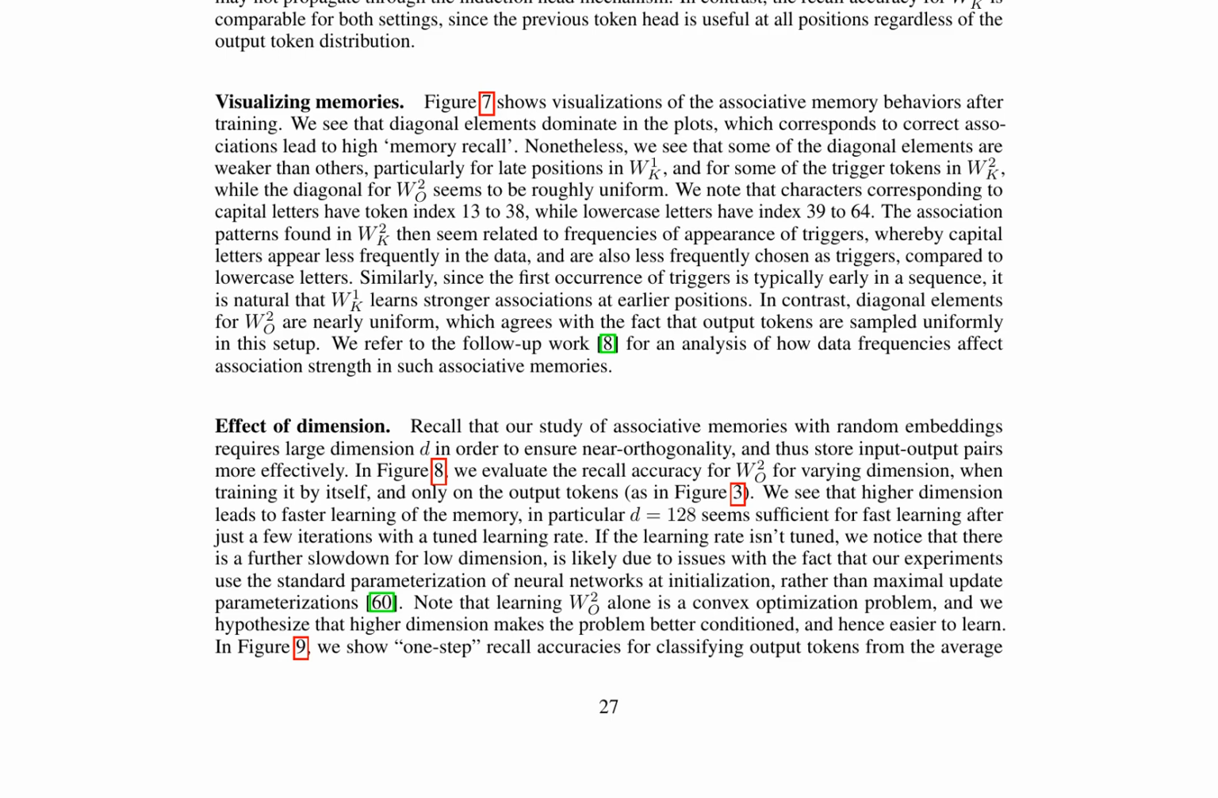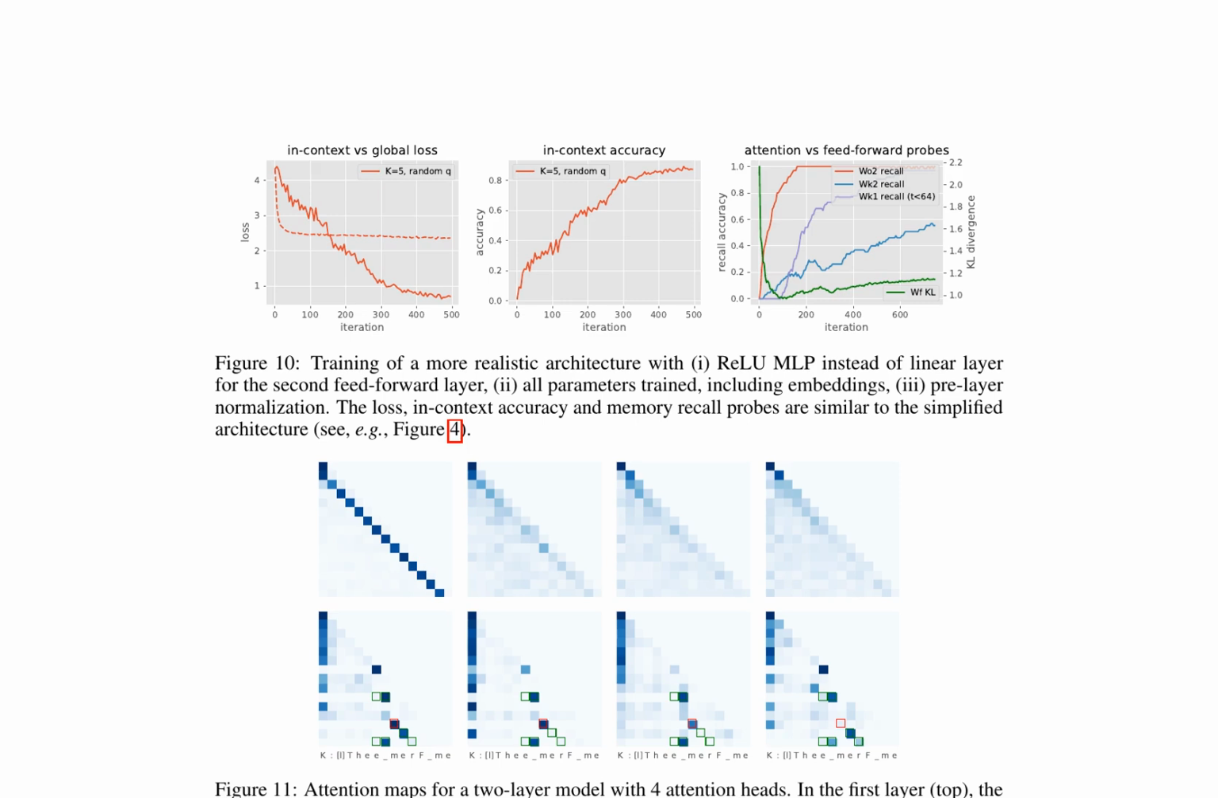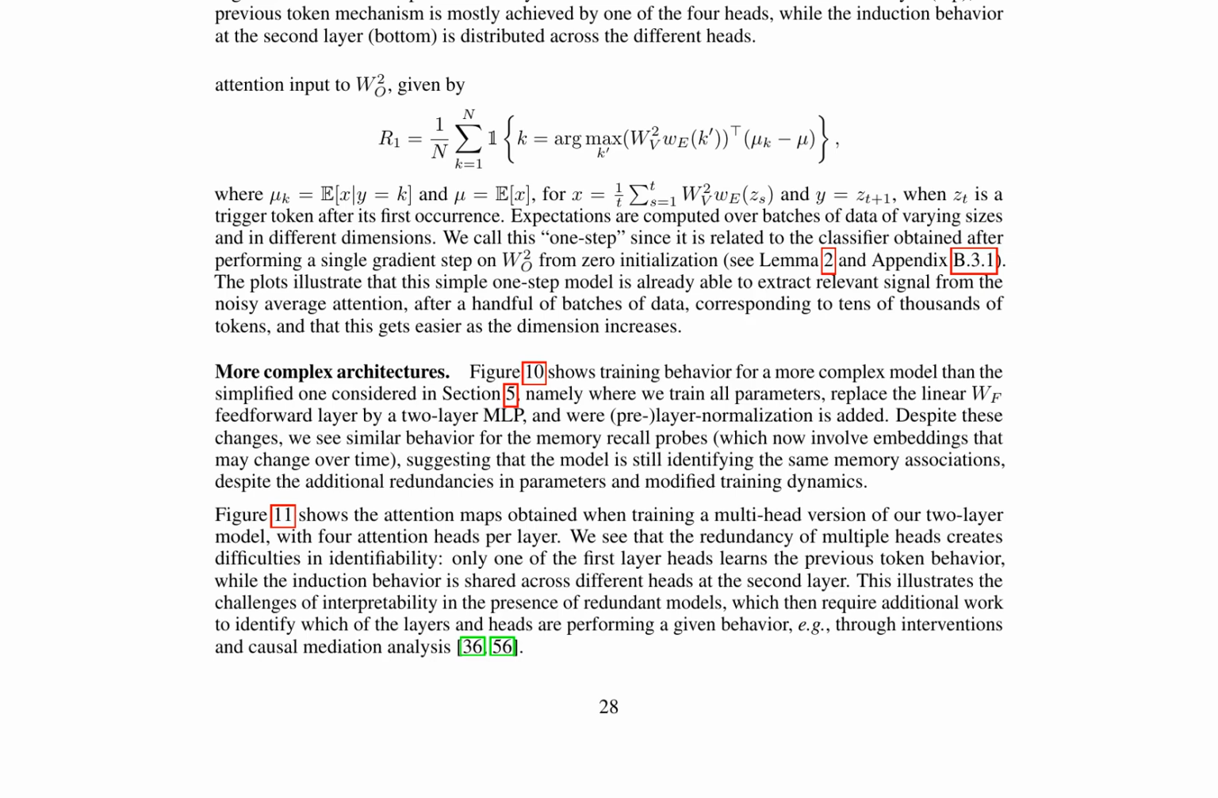The study also explores the behavior of the associative memory, visualizing associations and their strengths, and examines the impact of more complex architectures on training dynamics. The results show that higher dimensions lead to faster learning and that using uniform output tokens improves recall accuracy. Additionally, the research touches on the challenges of interpretability in complex models, particularly those with redundant parameters. The findings suggest that the model is identifying the same memory associations even with added complexities, and attention maps reveal difficulties in identifying specific behaviors in multi-head models.